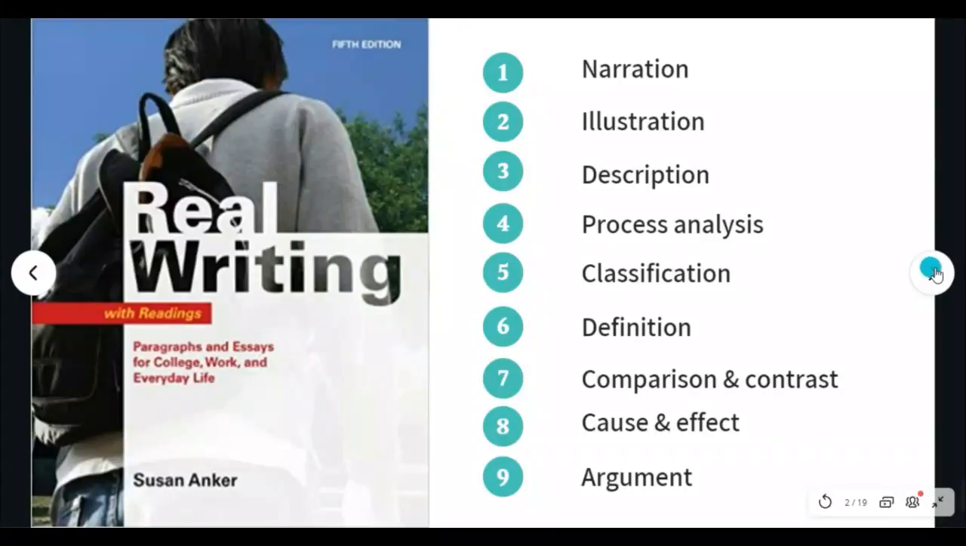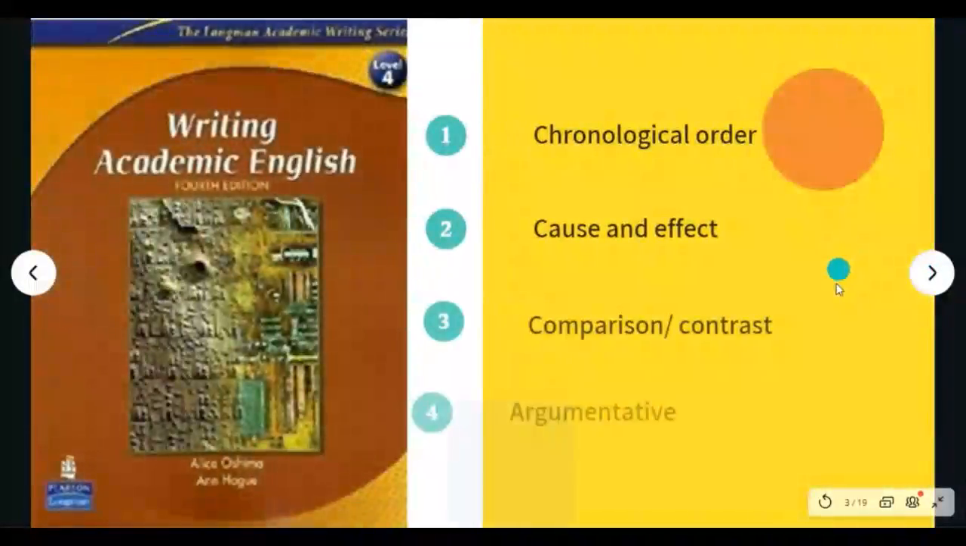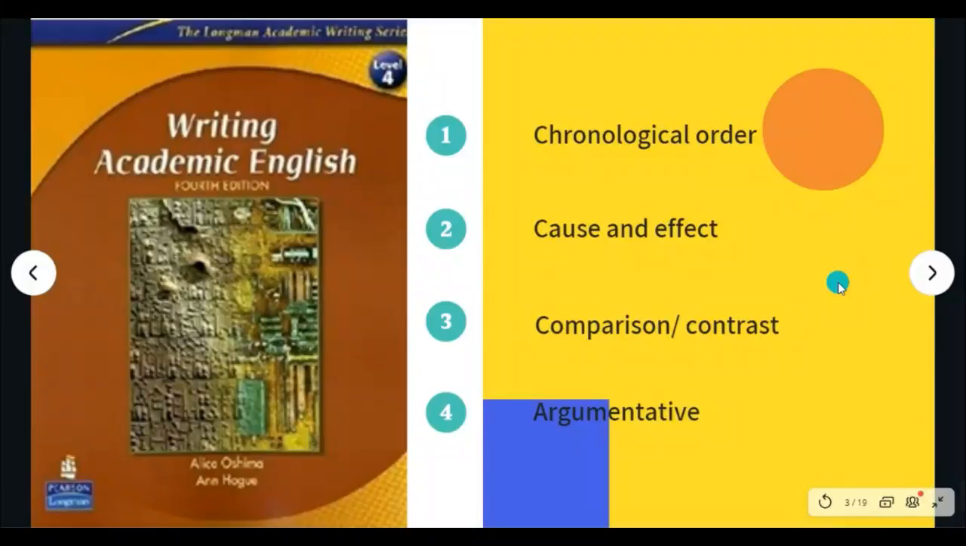For example, in this book, Real Writing with Readings, it presents some of paragraph development like this: narration, illustration, description, process analysis, classification, definition, comparison and contrast, cause and effect, and argument. We will see later that some of these categories are also included in genre or text types, such as narration and description. The next one is this book, Writing Academic English by Oshima and Hogue.